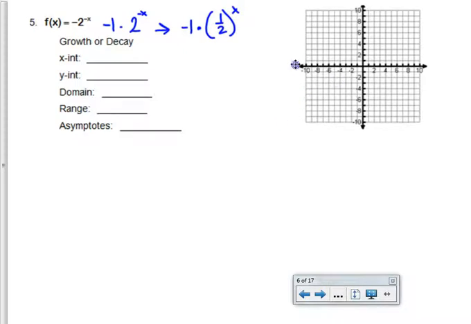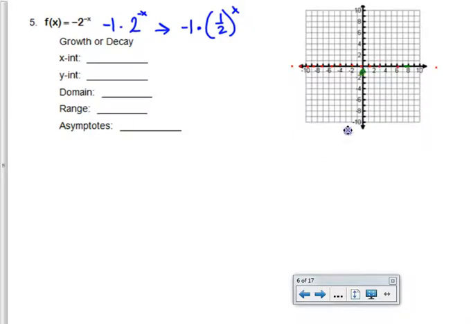So I'm still going to have a horizontal asymptote here. And it is technically still a decay function, which normally would decay down like this. However, it's got an a value of negative 1 because it's been reflected. So it's still technically a decay function, but it's been reflected across the x-axis.